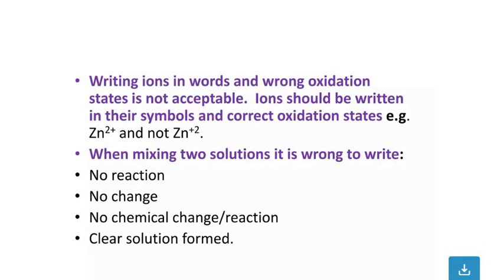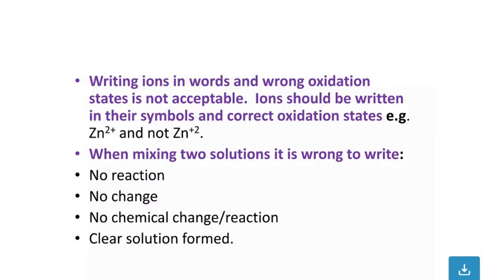Now, writing ions in words and the wrong oxidation state is not acceptable. Ions should be written in their symbols and correct oxidation state, like Zn2+, not Zn+2. Zn2+, that is important.